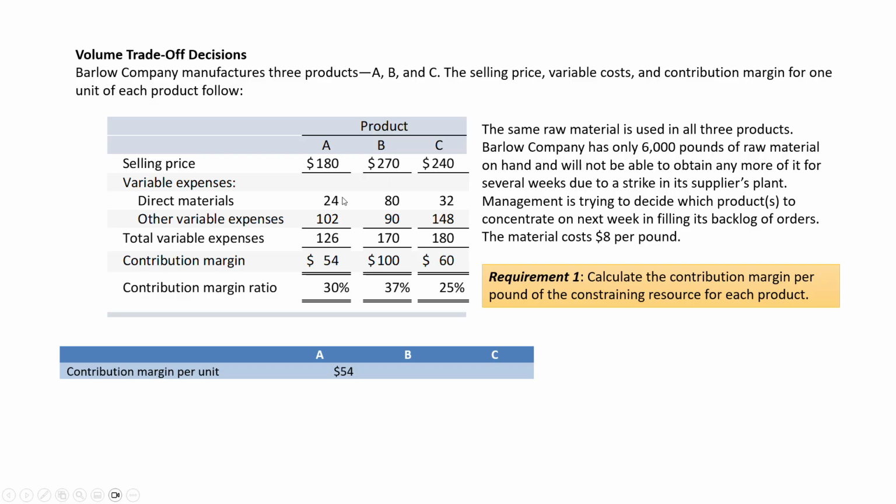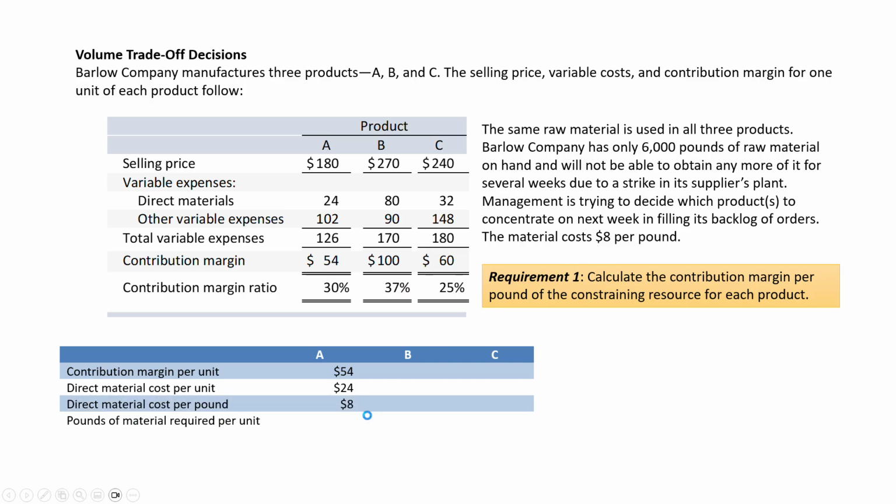They do give us a piece of information that's going to be helpful: the direct material cost in A is $24. Why is that helpful? Because they also gave us that the material cost per pound is $8. If there's a total of $24 in material cost and it costs $8 per pound, 24 divided by 8, it must have taken 3 pounds to make a unit of A. Now that I know it's 3 pounds, divide the $54 contribution margin per unit by 3 pounds, and we get a contribution margin per pound of raw material of $18.